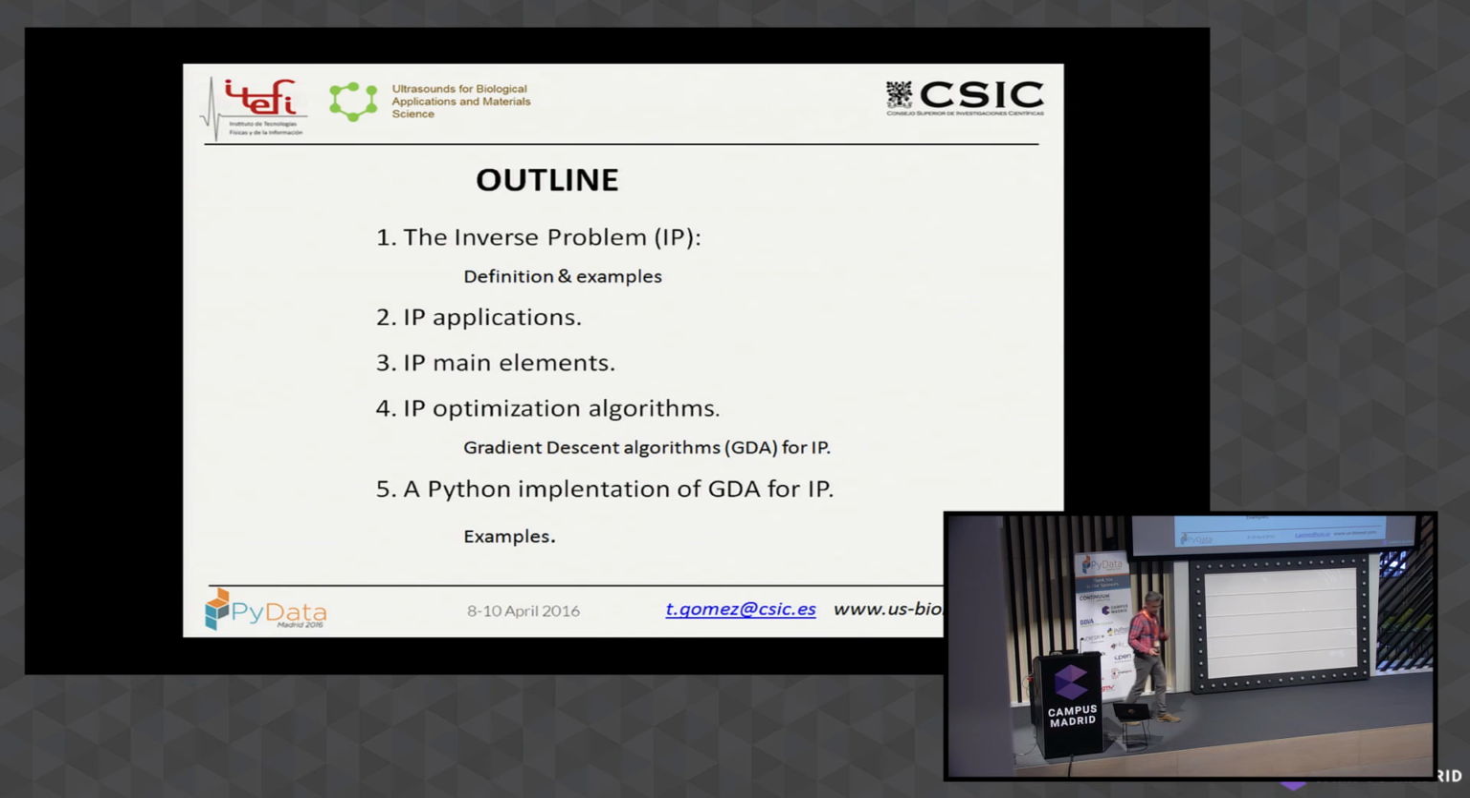Okay. So first, a brief outline of my presentation: just a definition of what the inverse problem is, in case you are not familiar with the concept, some applications of the inverse problem, the description of what are the main elements of this problem, and then a brief introduction to optimization algorithms, mainly focusing on gradient descent algorithms, and finally a Python implementation of gradient descent algorithms for inverse problems and a few examples.